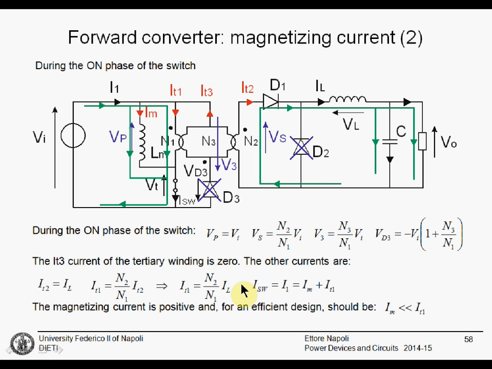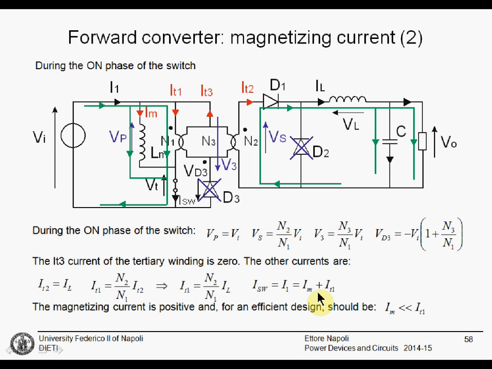The magnetizing current cannot be calculated now, here, because it depends on the status of the core. However, there will be a magnetizing current in this direction, presumably, and the switch current will be the sum of the transistor current plus the magnetizing current.